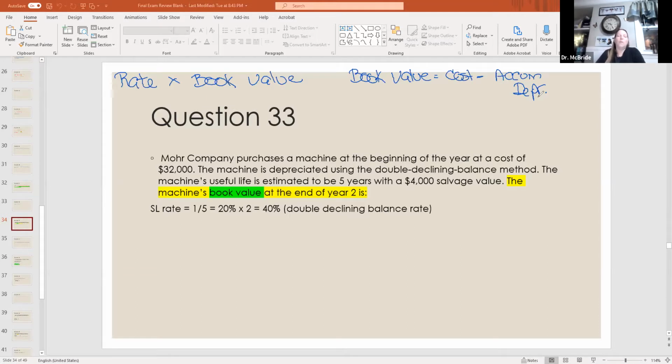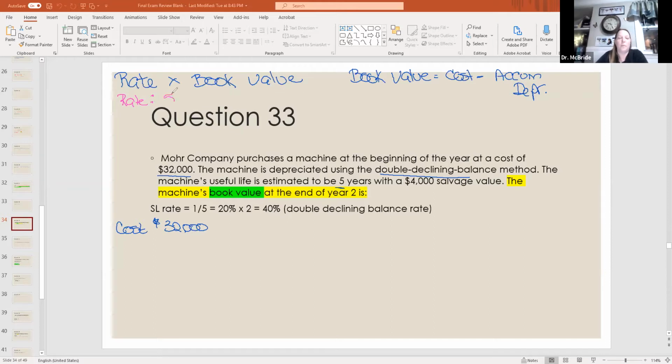So a company purchases a machine at the beginning of the year at a cost of $32,000. So we know that our cost is $32,000. The machine is depreciated using the double declining balance method. Okay, so let's talk about the rate. Its life is 5 years. When we're calculating the rate, it's double the straight line rate. But let's talk about how to calculate a rate.